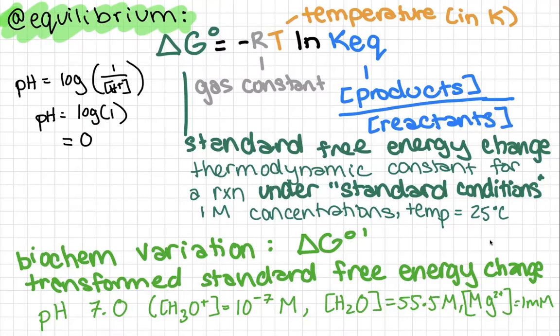very relevant at all. So instead, for biochemistry, we use this transformed standard free energy change, and we represent this with this little prime symbol. So you'll see delta G prime naught, or naught prime. You'll see it written both ways. And this is telling you that when it's applicable, this was measured assuming the pH was 7, the water concentration is taken to be 55.5 molar, and your magnesium concentration, if it's applicable, is going to be like 1 millimolar. So you often see this prime notation telling you where this measurement is.